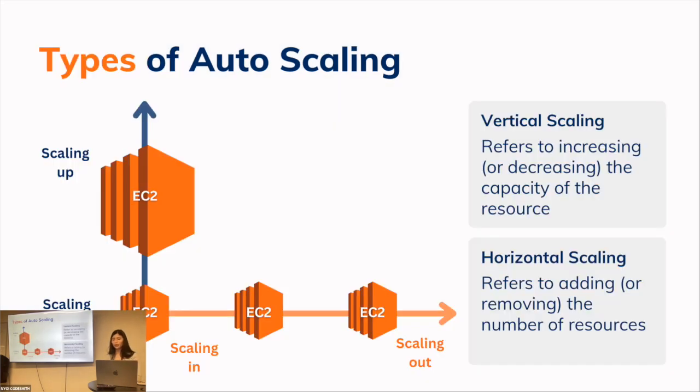There are also a couple types of auto scaling: vertical scaling and horizontal scaling. Let's use EC2 as an example, which is basically a virtual machine. Vertical scaling adjusts the number of CPU cores or memory to go up or down. For the sake of this talk, we will be focusing on horizontal scaling, which is adding or removing the number of resources, kind of like the example that you saw earlier.